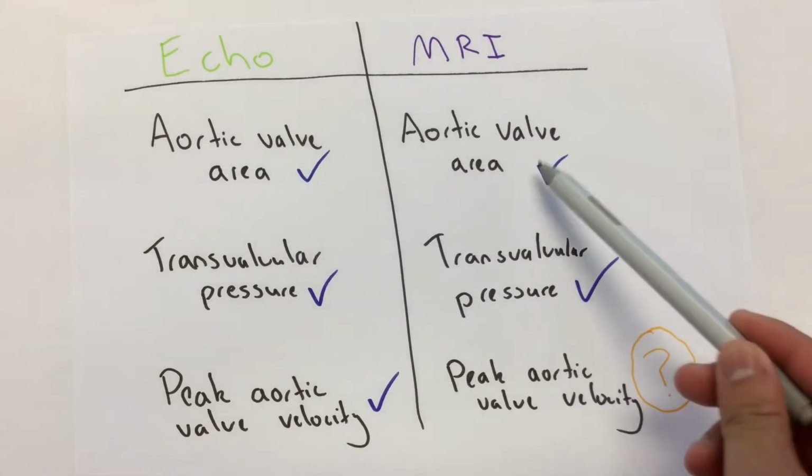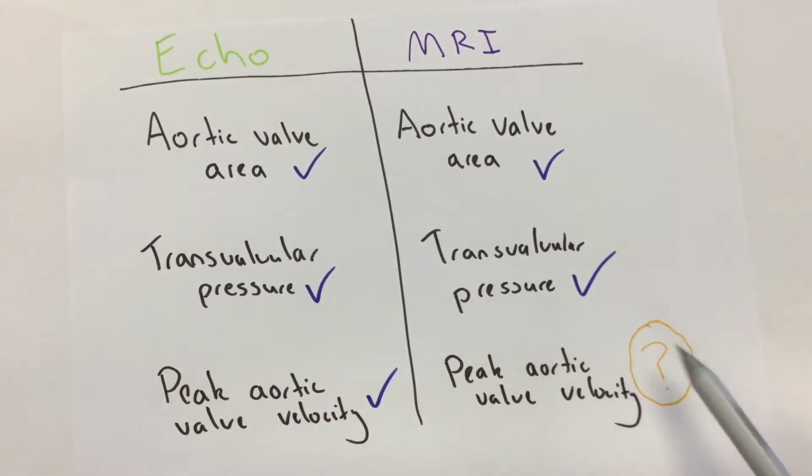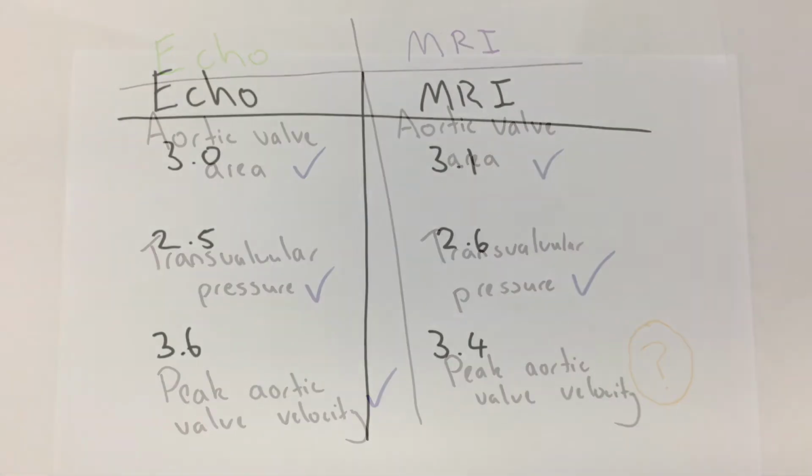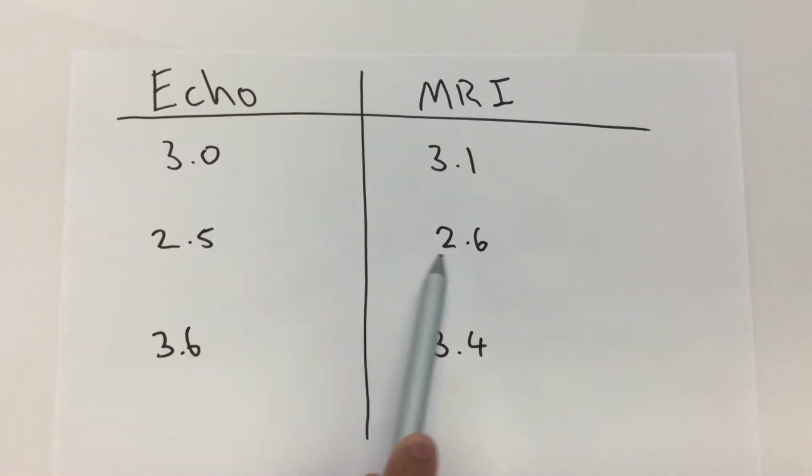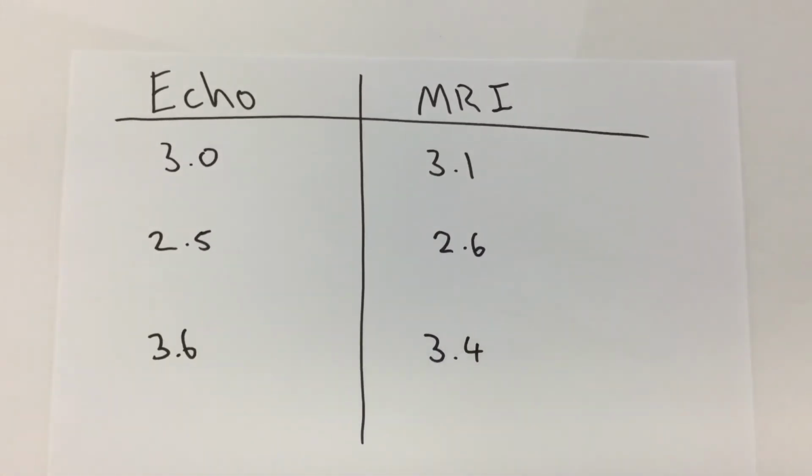Echocardiography is used to diagnose aortic stenosis as it can measure all three factors, though MRI may not be able to measure the velocity as well as echo. My project will aim to see whether MRI can be used to measure peak aortic valve velocity by comparing measurements made by echo with those made by MRI.